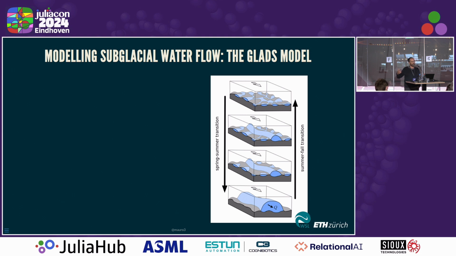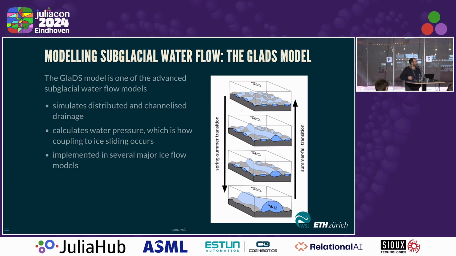During winter there's little water, so there's predominantly a distributed flow. Then as more water is injected into the system, channels form, which take over most of the discharge, and then it goes back again in autumn. One of the models which can simulate this is the GLADS model, which I and others developed around 2010. It simulates both the distributed system and the channelized system, and it calculates water pressure, which is one of the inputs you would use to couple it to ice flow.